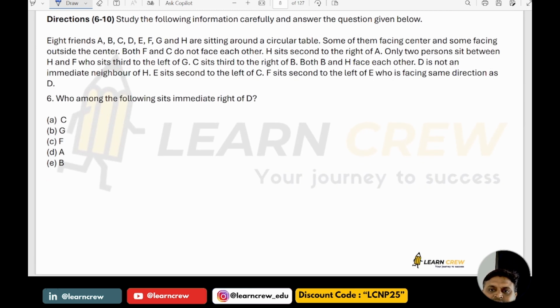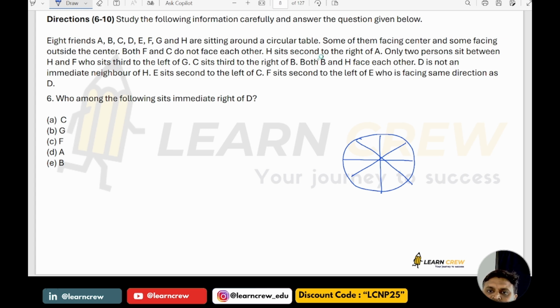Next, questions number 6 to 10. This is also a puzzle based on circular arrangement. Some of eight friends, so it's an eight-person circular arrangement. Now, some of them are facing the center, some facing outside. Both F and C don't face each other, which means if F is facing inside, C is facing outside. If one is facing inside, the other is facing outside.